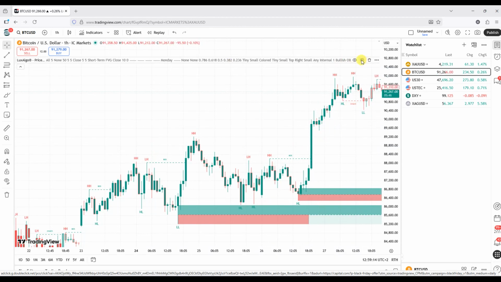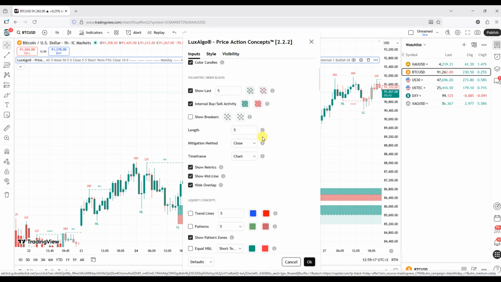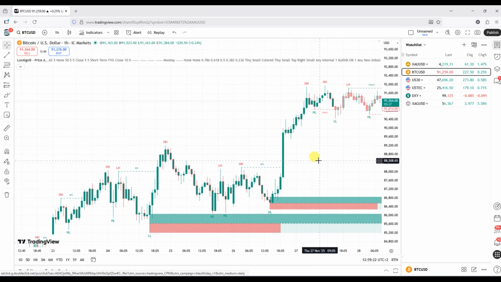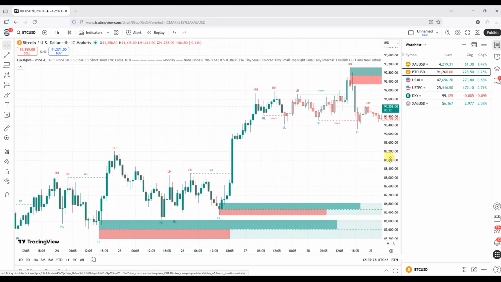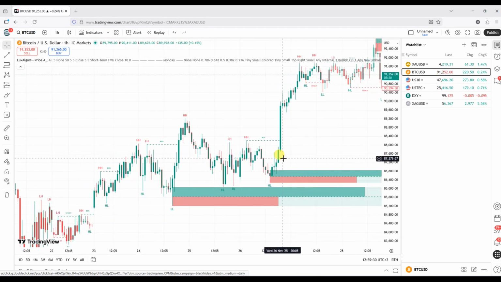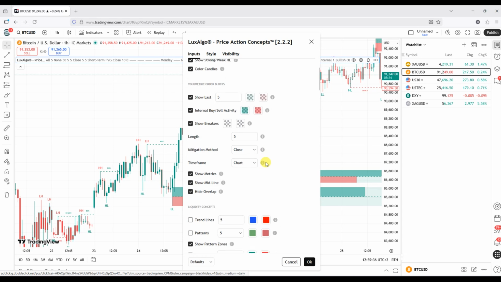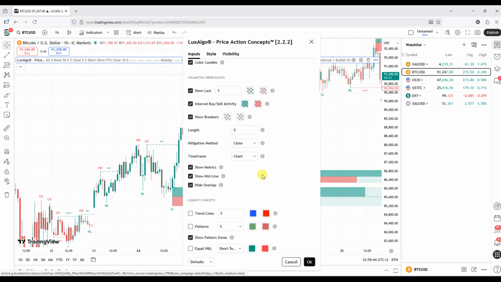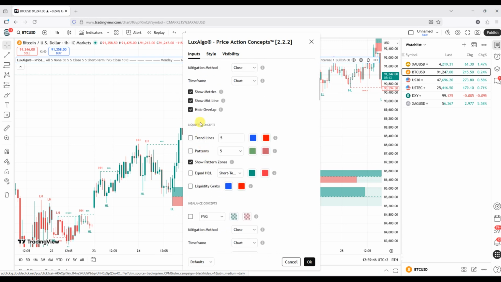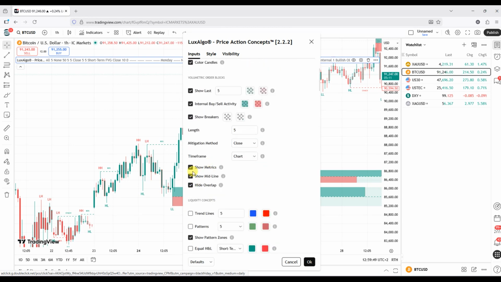CHOCH. So once we click on show breakers, we click on OK, and show breakers is something the same as BOS. It's a break of structure as well, and most of the people really get confused about this. A lot of people have requested Lux Algo to remove this option, because show breakers and BOS is mostly the same. Yeah. Okay. By the way, these options will always be default, so they will be checked by default. Yeah.